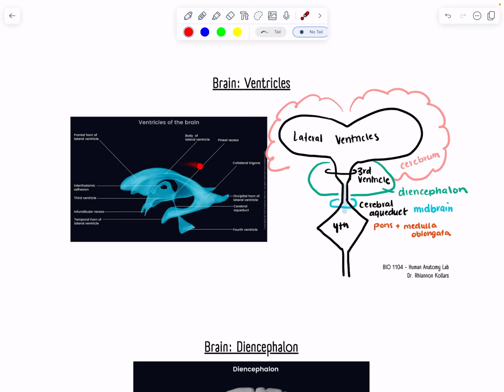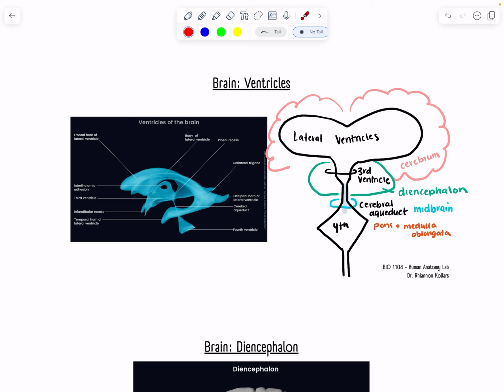This is what it looks like in reality. So here's that lateral ventricle. And as we go from that lateral ventricle, it comes down and we have our third ventricle right here. That third ventricle then comes down right here with that cerebral aqueduct, and that goes to our fourth ventricle that's down here. You can see that the lateral goes all the way around. And those are your ventricles.